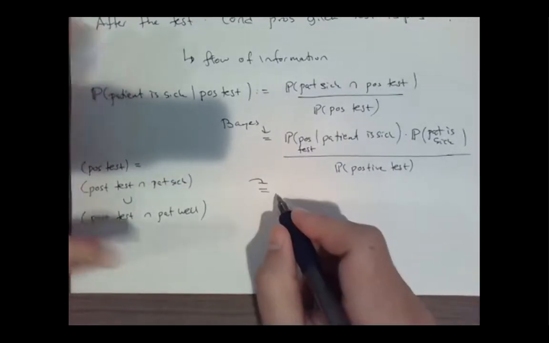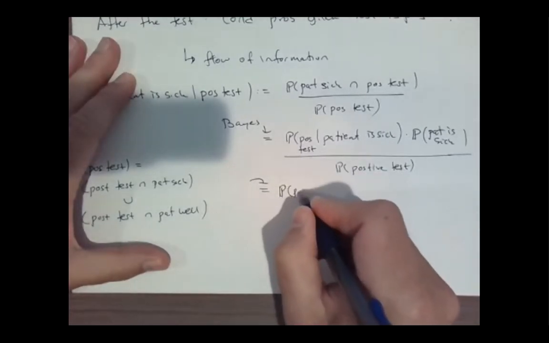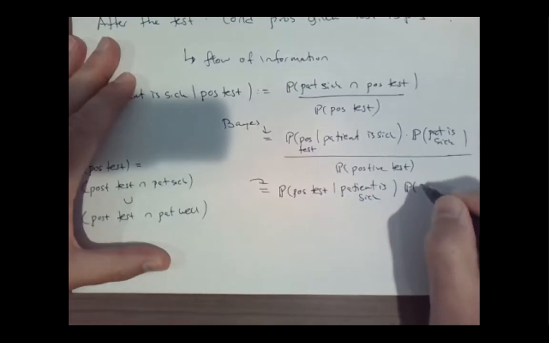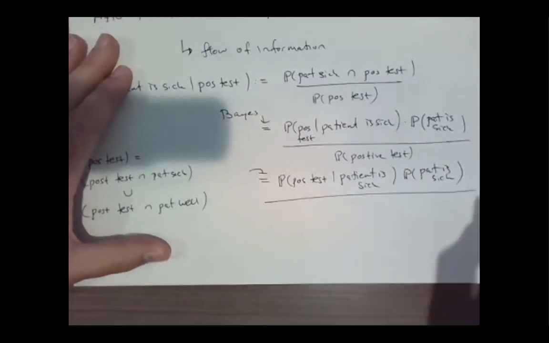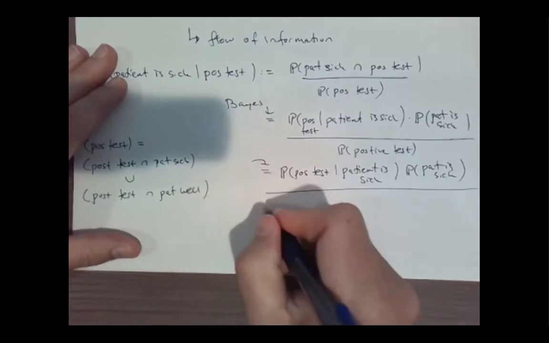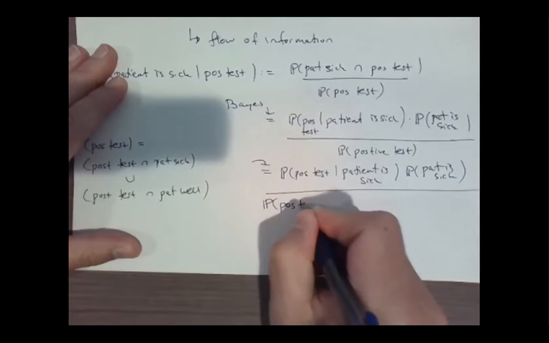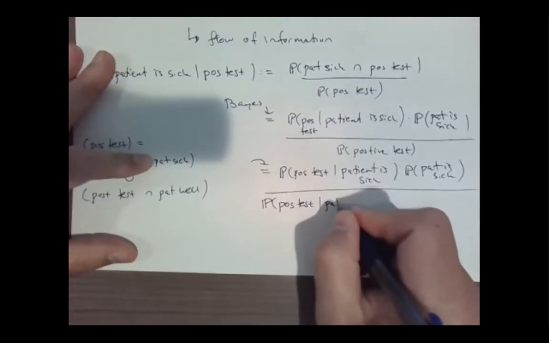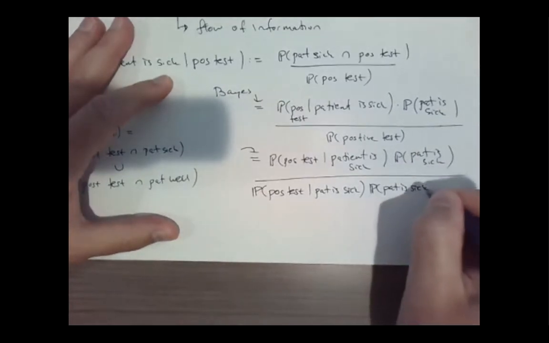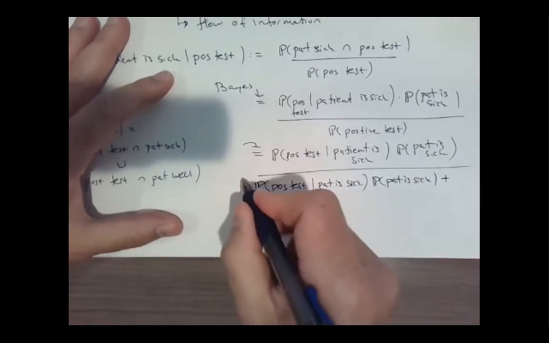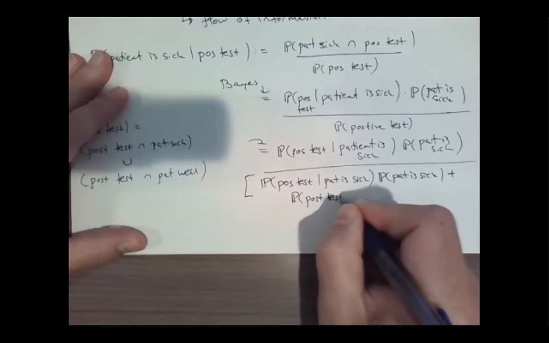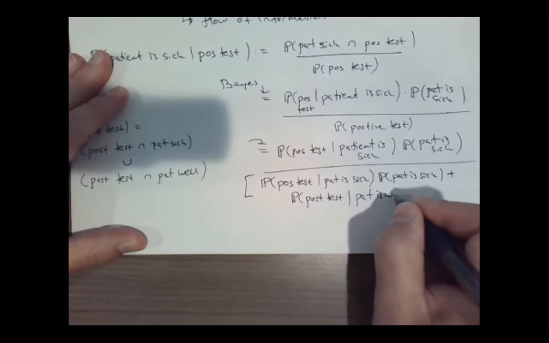So I can write this as the probability of a positive test given the patient is sick times the probability of being sick, and then I divide by, instead of this probability, the probability of these two. So I'll take the probability of a positive test given that the patient is sick times the probability of being sick, plus the probability of a positive test given that the patient is well, times the probability of being well.